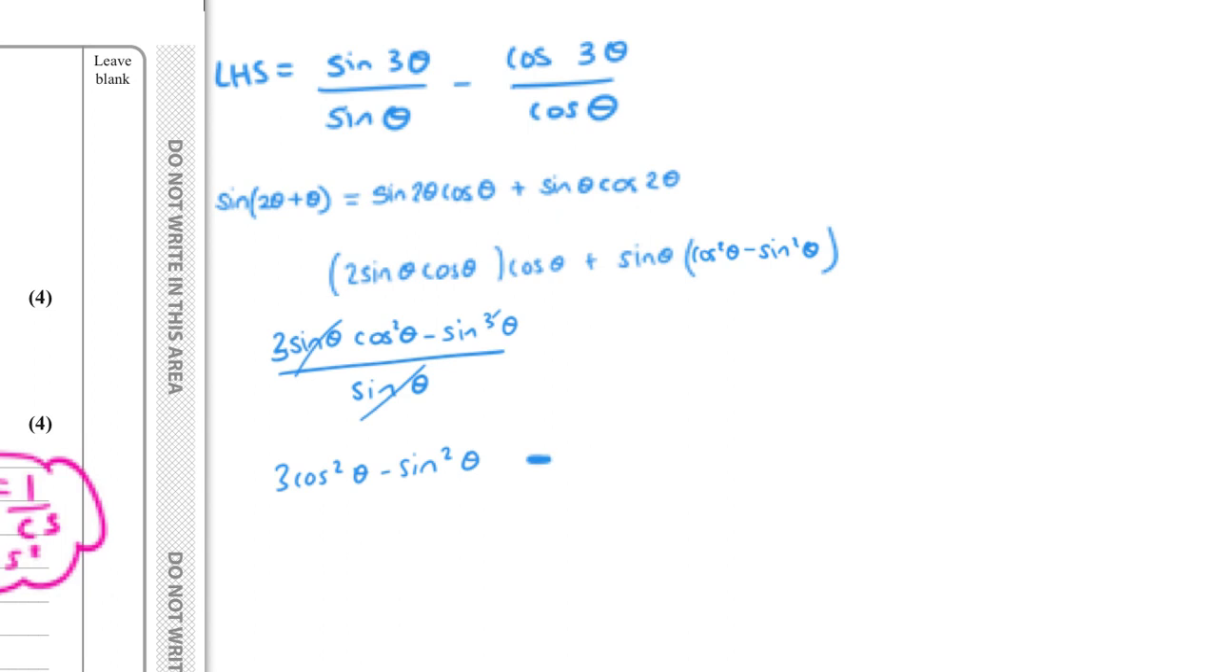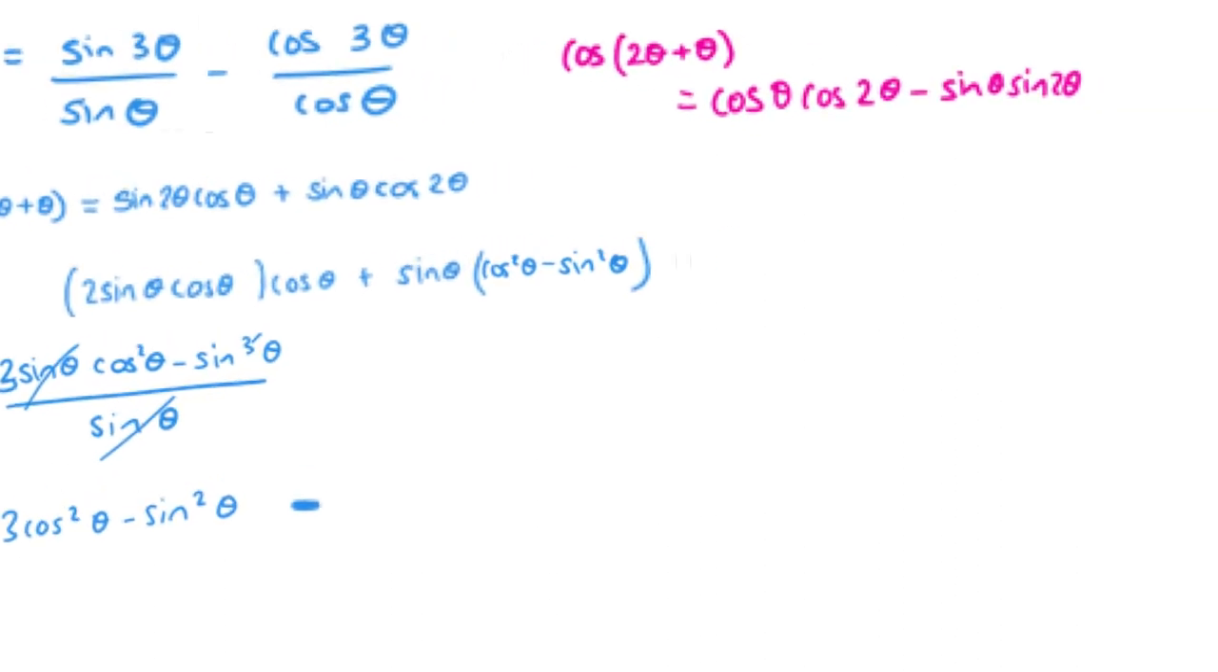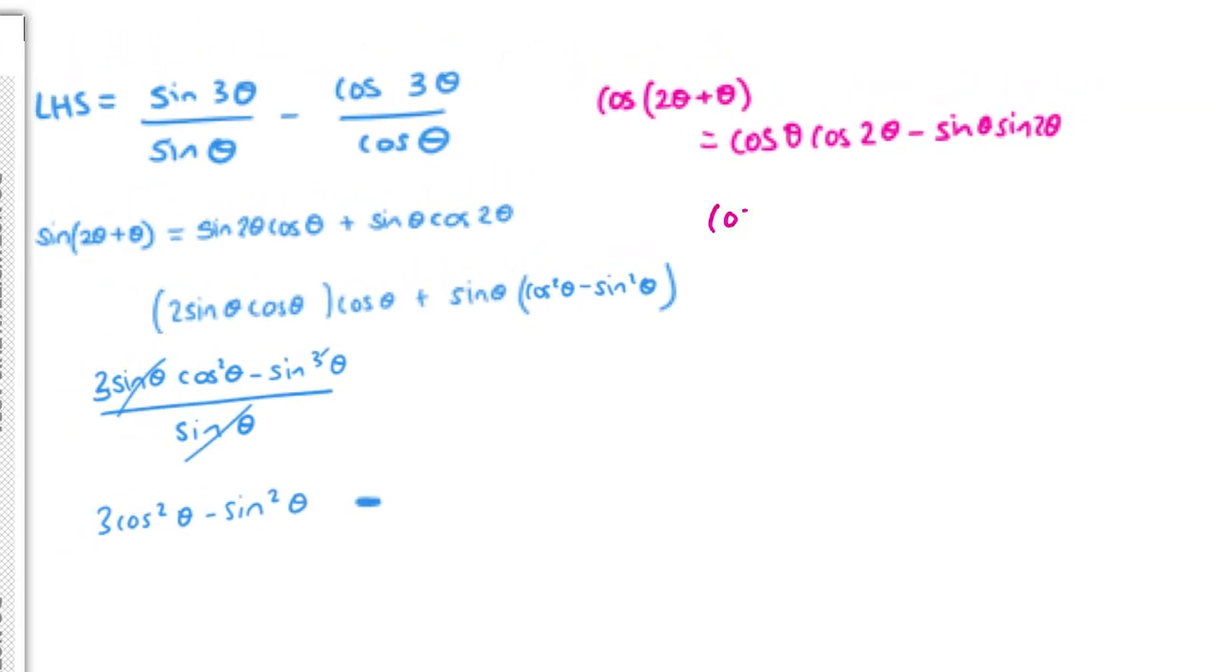Now, what is cos 3 theta? This is the same as cos 2 theta plus theta, right? So this is going to give us cos theta cos 2 theta minus sine theta sine 2 theta, okay? What is cos 2 theta? We know this is cos squared minus sine squared theta. Minus sine theta. Now, what is sine of 2 theta? It's 2 sine theta cos theta.